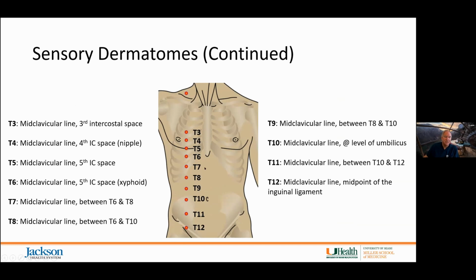I'm going to go all the way down to T10. T10 is at the umbilicus. T8 is halfway between T6, the xiphoid process, and the umbilicus. T7 is halfway between T6 and T8. And T9 is halfway between T8 and T10 as we work our way down through there. T12, again, midclavicular line at the inguinal ligament. And T11 is halfway between the T10 and the T12 dermatomes.